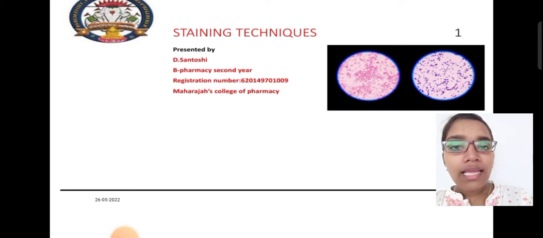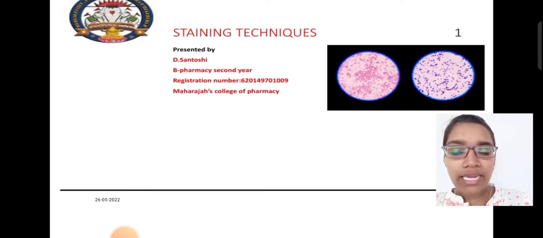Staining is a procedure which is used to identify the different types of bacteria, and techniques are of two types, that is simple staining and differential staining. In simple staining, a single stain is used, but in differential staining, two types of stains are used. Differential staining is of two types, that is gram staining and acid-fast staining.